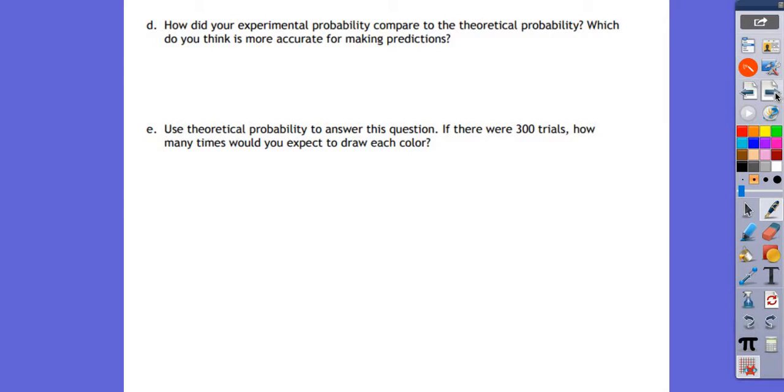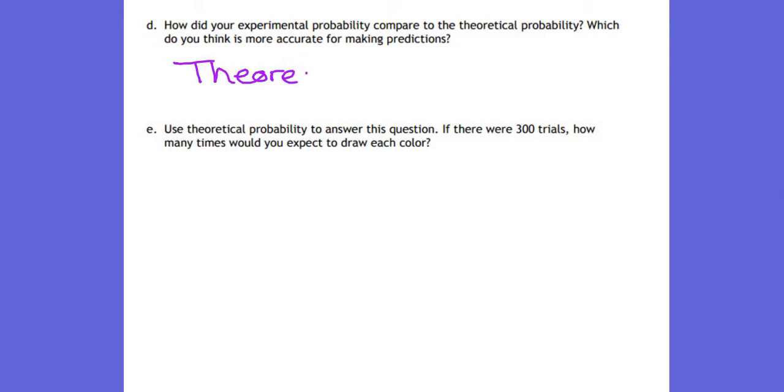So here we're going to say theoretical is more accurate. Theoretical is like the opposite of just making a guess. A guess is neither of them. Estimate. Experiment, you have to conduct something. Theoretical is the data behind it.